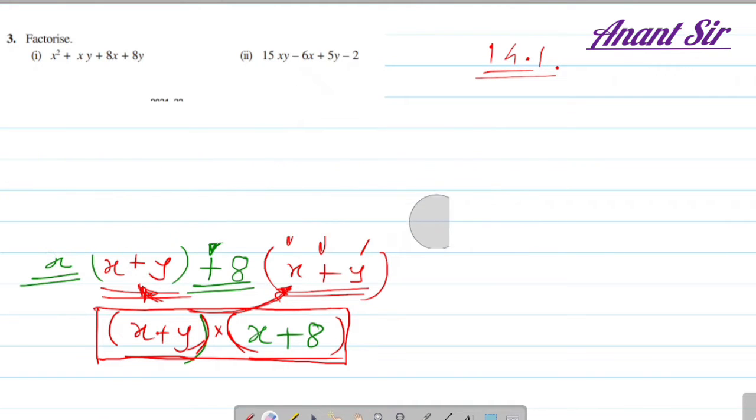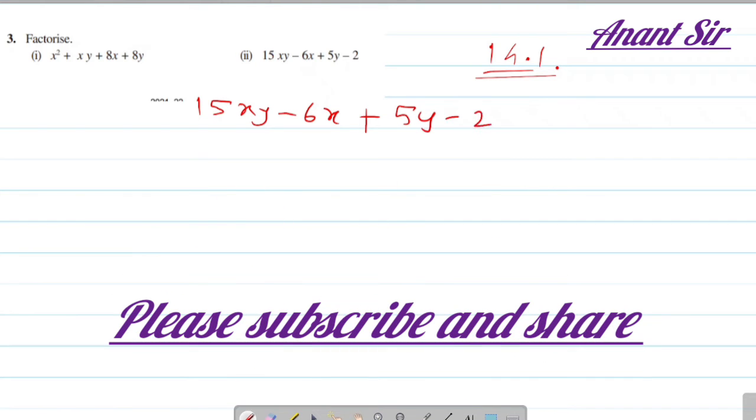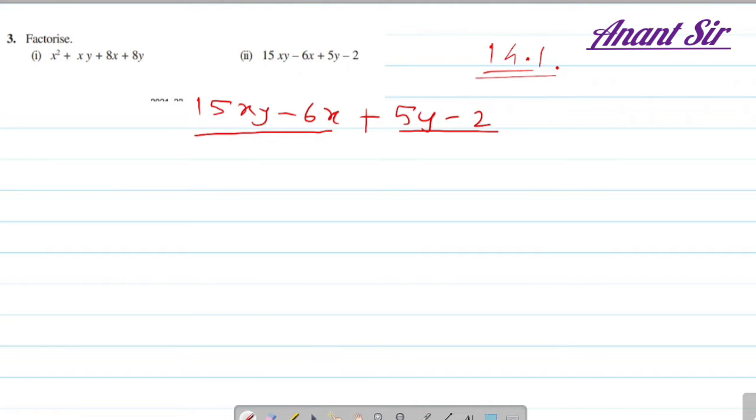Now for the second question, sometimes it is quite possible that you might have to rearrange the terms. Let's see. The second question: 15xy minus 6x plus 5y minus 2. I am taking the first two terms in the first group and the last two terms in the second group. Now I am going to factorize this 15 and 6.